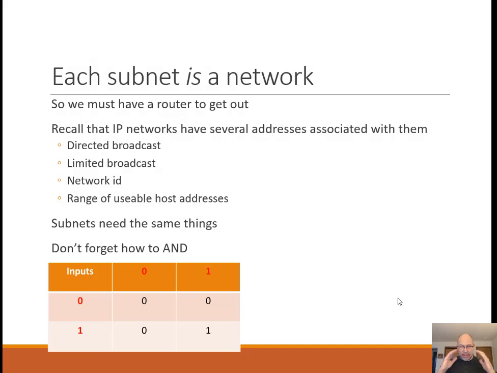Each subnet, as I said, behaves exactly like a network. So you've got to have a router to get out, and each subnet has a directed broadcast. The limited broadcast behaves in the same way for that subnet, as do the subnetwork ID and a particular range of usable and possible host address space. So everything is the same. What's key for us here is that we've got to remember how to do our ANDing. Easy subnet problems you can do in your head or with common patterns, but the way to ensure that you know what you're doing is to break things out in binary and then do the ANDing.